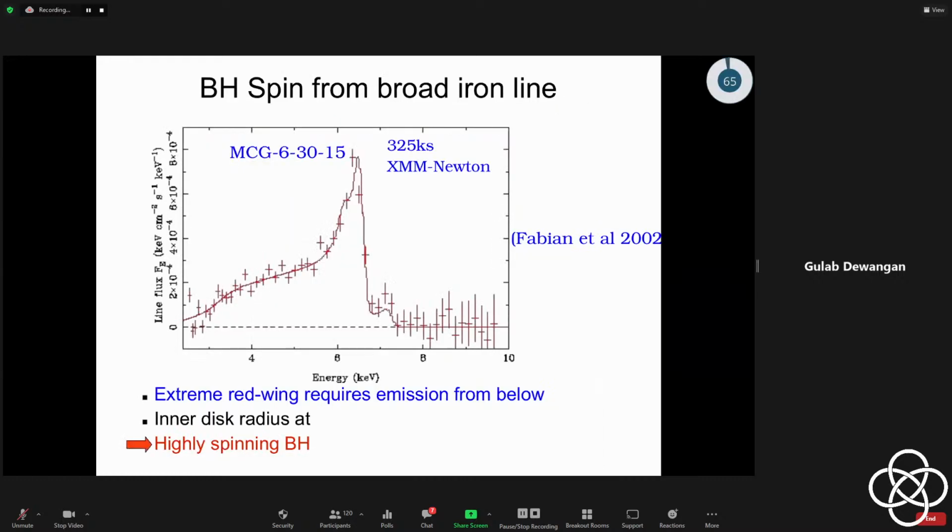This is one of the broad iron lines based on long observations with XMM-Newton, and you see the characteristic broad iron line in the profile, and this line extends down to about 3 keV or so. And one has measured here the black hole spin, and it turns out that the black hole in this AGN is highly spinning.